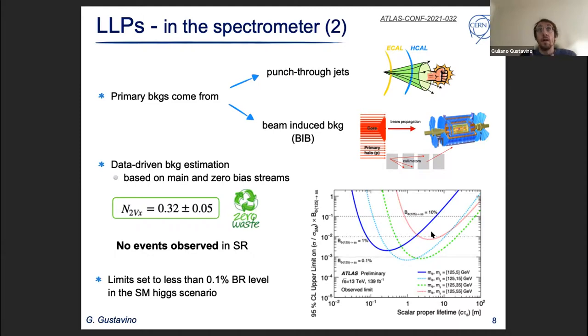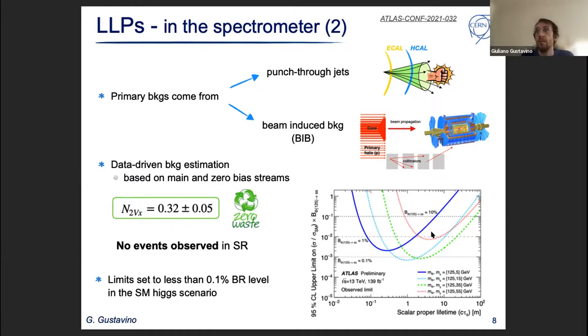So we use data-driven estimations, and the main backgrounds are coming from punch-through jets, which are jets that are not contained in the calorimeter layers, and hence in the muon spectrometer. And the beam-induced background, which is coming from the beam halo, which is colliding with the collimators of the accelerator and ending in the detector. So, as I was saying, the data-driven background estimation is used, and the number of total background events in the signal region is of the order of 0.3 events.